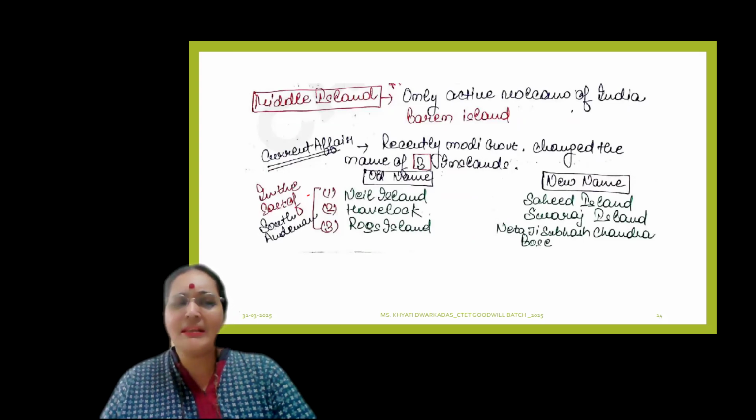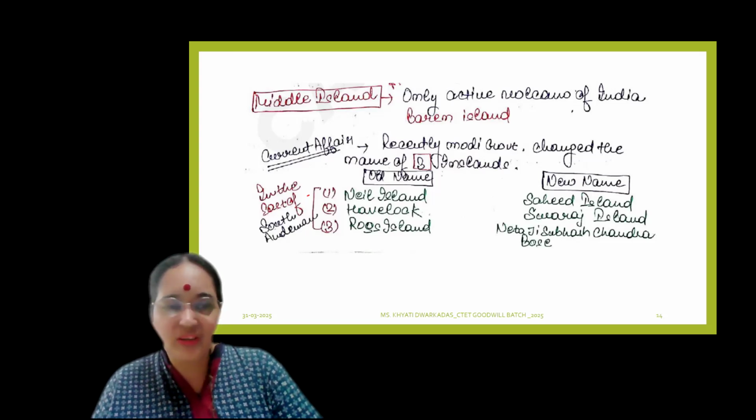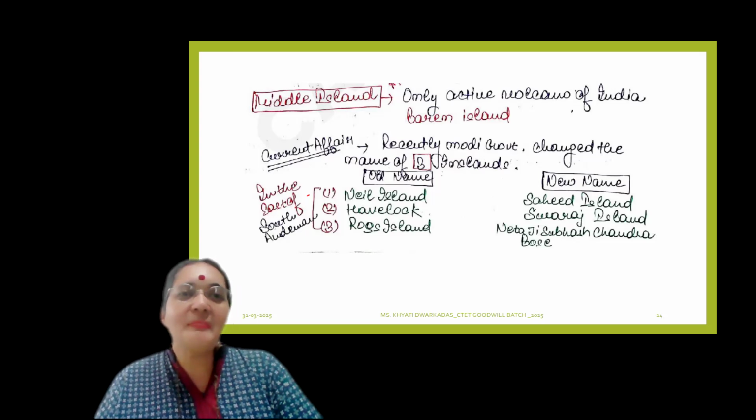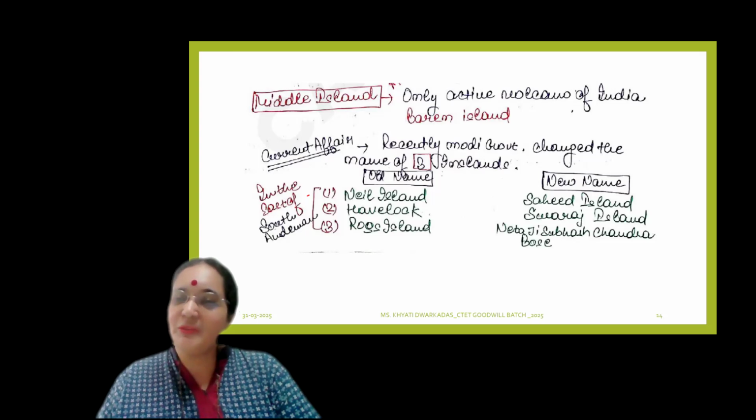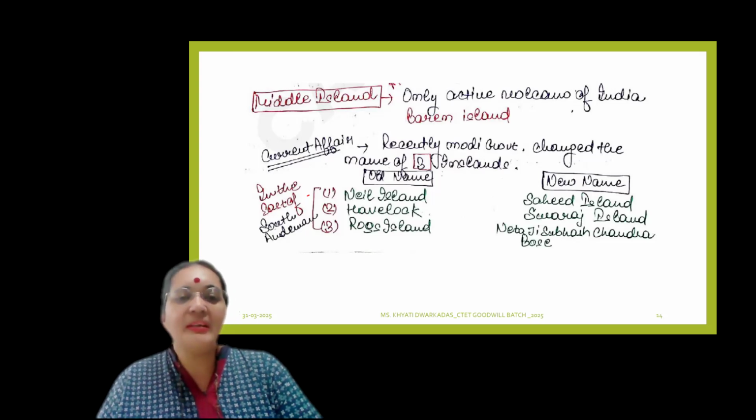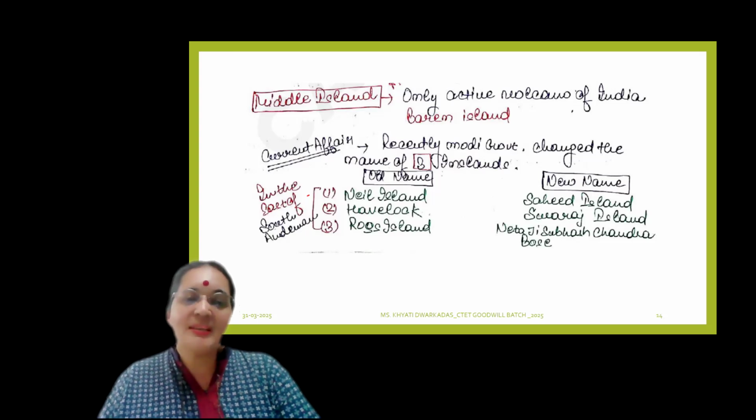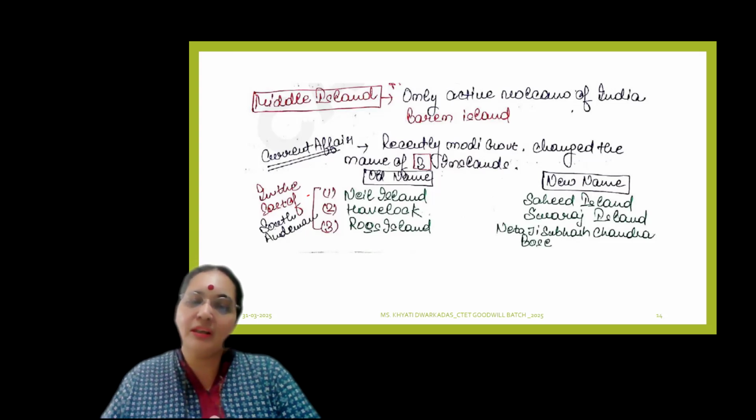So if you look at these current affairs pieces, the Modi government has recently changed the names of these three islands. Neil Island is now called Shaheed Island. Havelock Island is called Swaraj Island. And Ross Island is now called Netaji Subhash Chandra Bose Island. So these are the new names for the old islands that we always knew them as. Since we live in India, we need to know these new names: Shaheed, Swaraj and Netaji Subhash Chandra Bose.